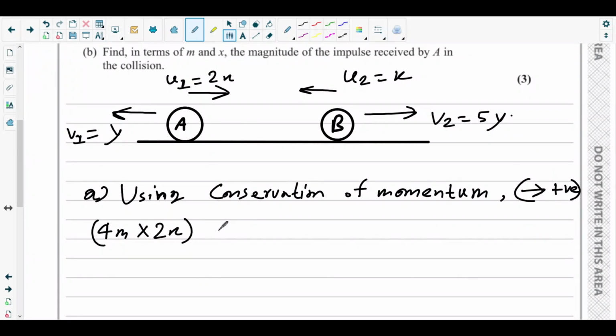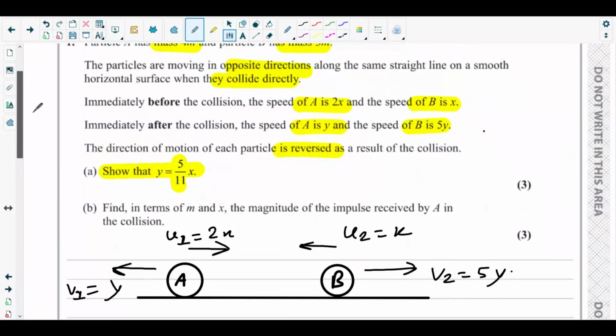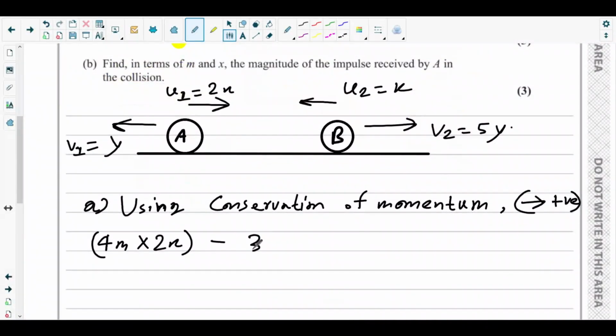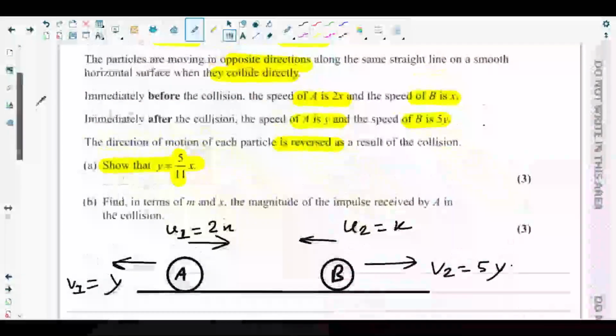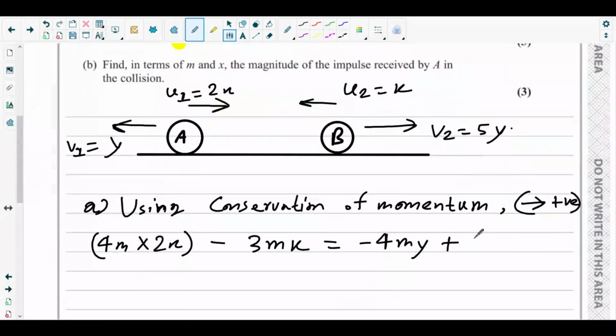Okay, particle B is moving in the opposite direction before the collision, so its velocity will be negative, and its mass is 3m. So 3m times x equals, after the collision, particle A is moving in the negative direction, so negative 4my, and particle B gets reversed after the collision and is now moving in the positive direction, so plus 3m times 5y.